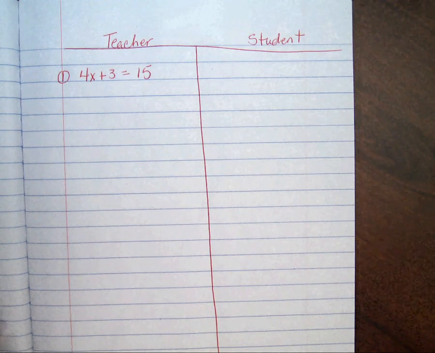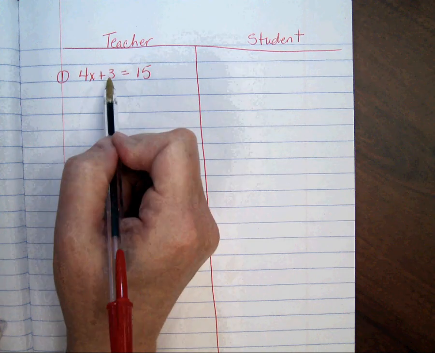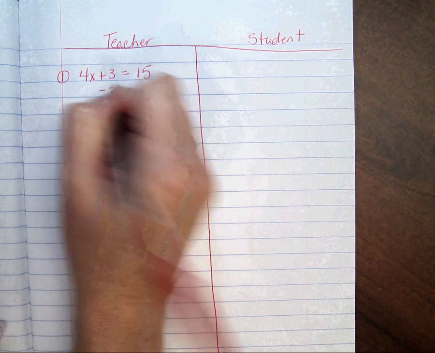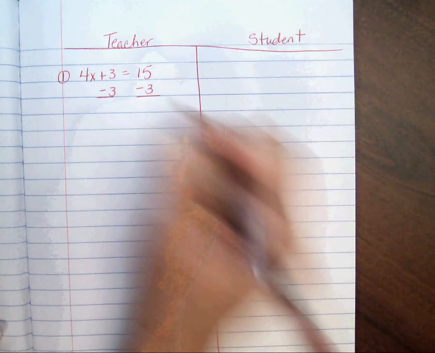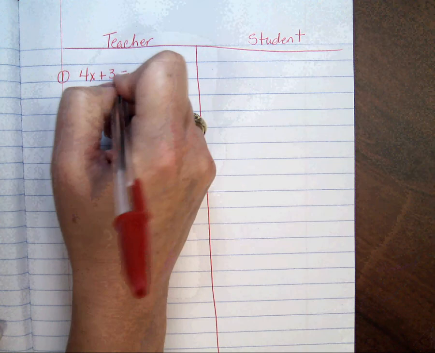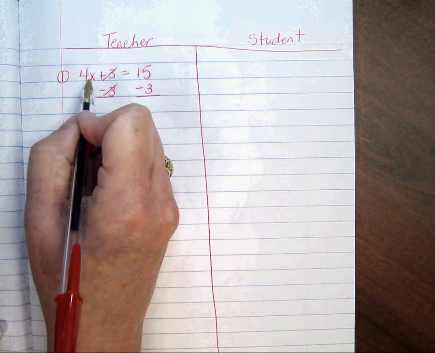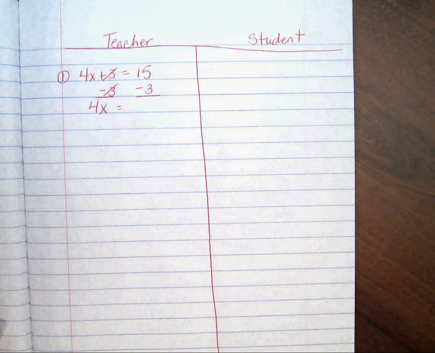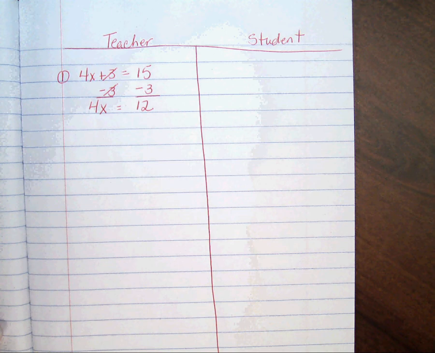Alright? The first step is to add or subtract. Remember, you're doing the opposite of whatever you see here. The opposite of adding 3 is subtracting 3. So I'm going to subtract 3 from both sides of the equal sign. When I do that, this and this will cancel, leaving me with 4x on this side. Now, 15 minus 3 is 12. So now I've got 4x equals 12.